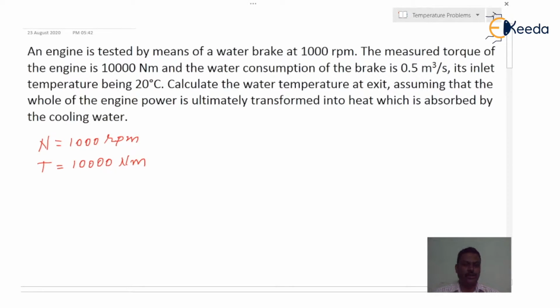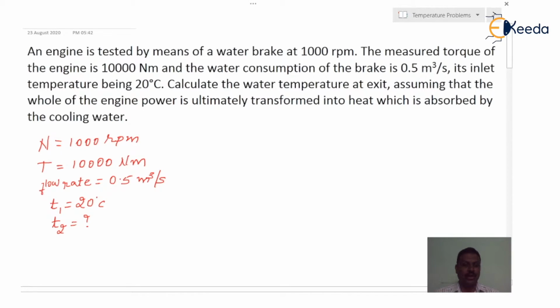So flow rate is 0.5 meter cube per second. Its inlet temperature being 20 degrees Celsius. Let us take it as T1 equal to 20 degrees Celsius. Calculate the water temperature at exit. The exit temperature, let us take it as T2, that has to be calculated.